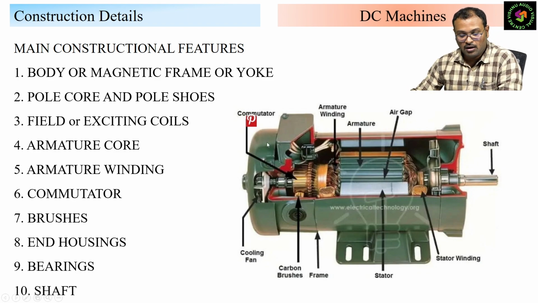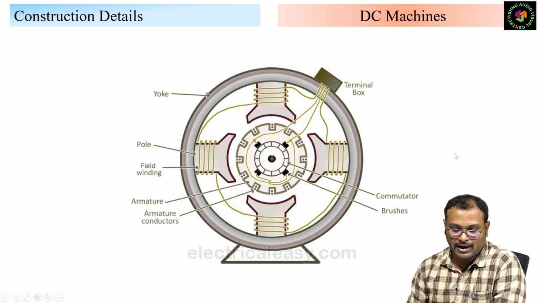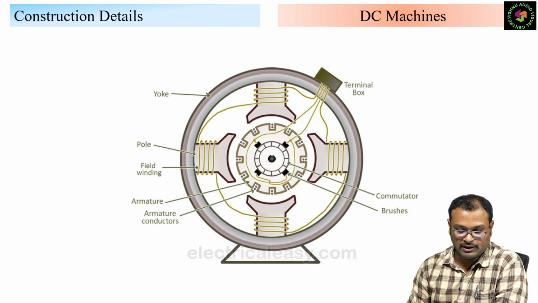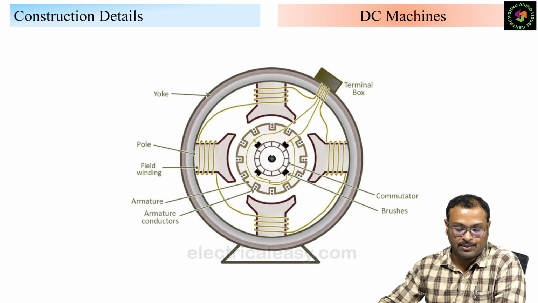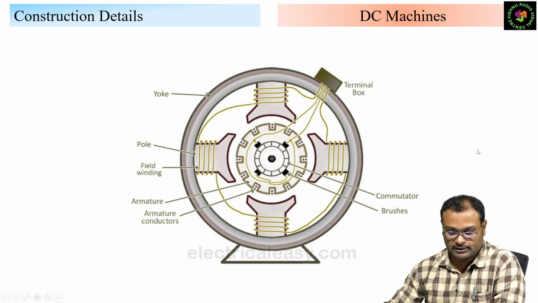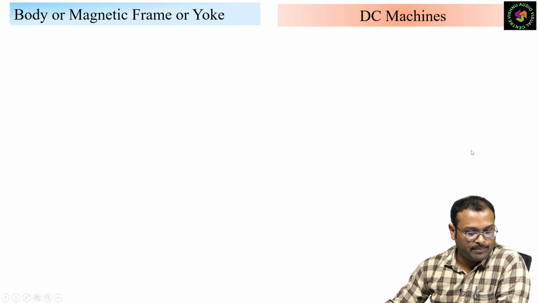This is the cutout section which is also available in our laboratory. But during the exam, we have to draw the diagram. So we will draw the diagram in this way, and each part will represent a component. Once we discuss each component, we will come back to this diagram and see what these components are. So the first part is the body and magnetic frame.